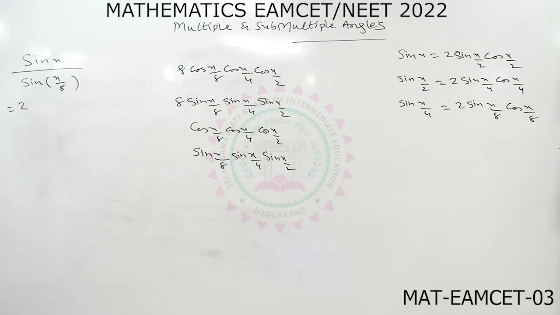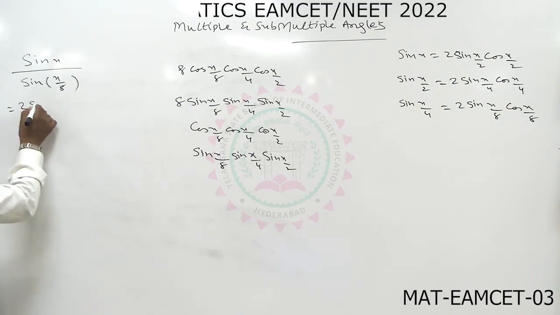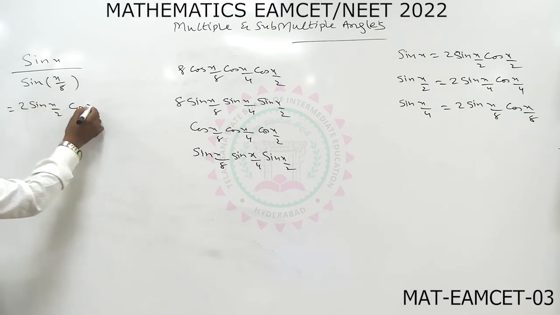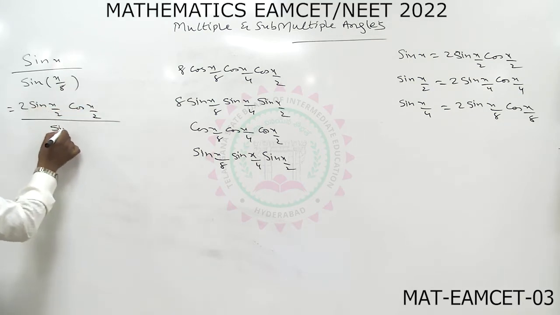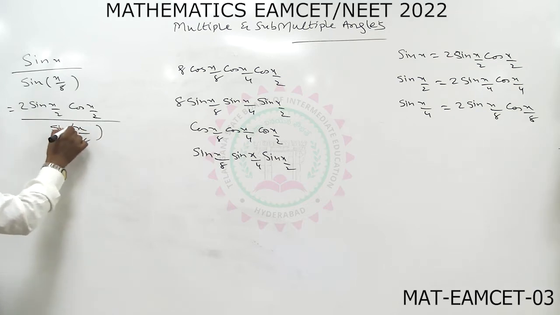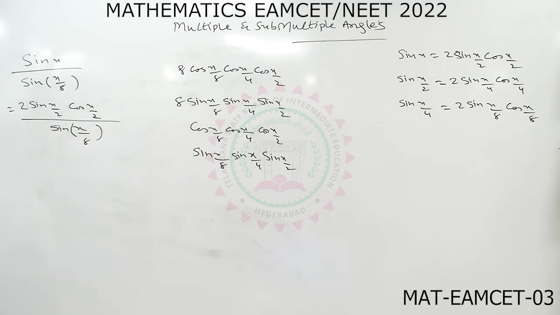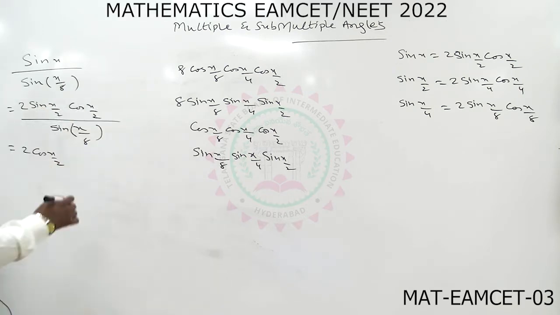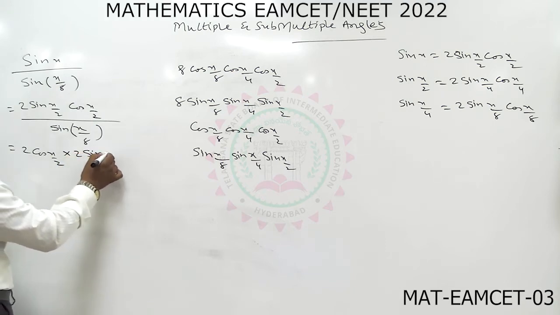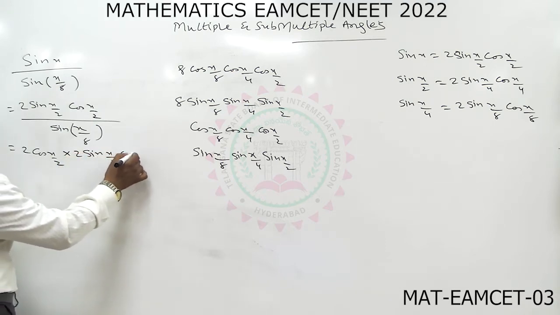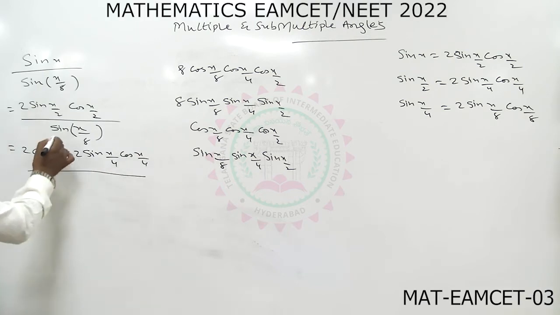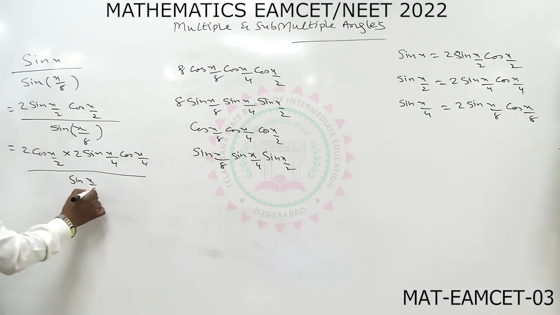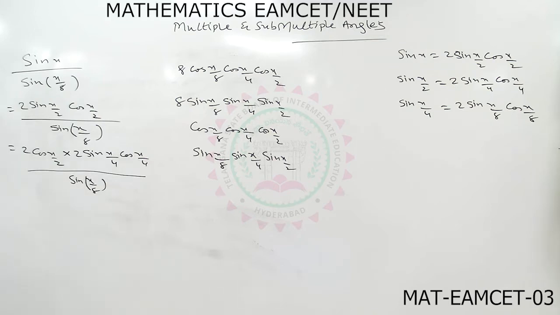Now, suppose I am writing the value of sin x as 2 sin x by 2 cos x by 2, divided by sin x by 8 as it is. Right? So, 2 as it is, cos x by 2 as it is. Now, sin x by 2 again can be converted as 2 sin x by 4 cos x by 4, divided by sin of x by 8 will remain as it is.